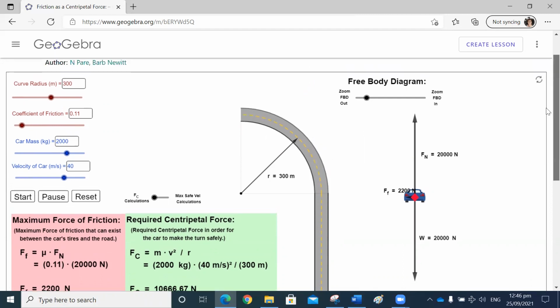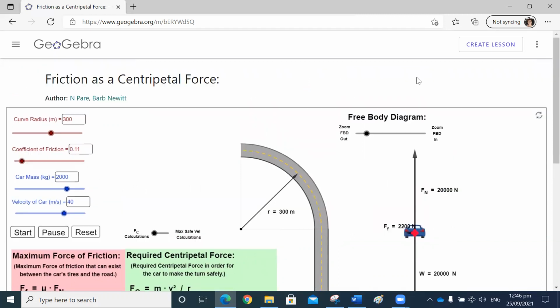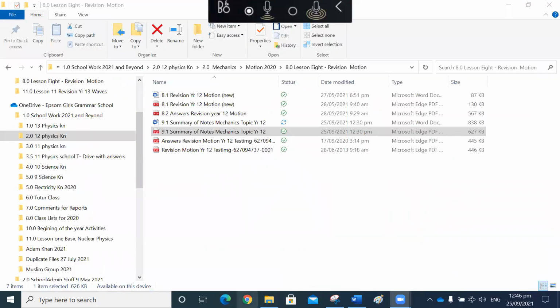So that's what happens. If friction is not large enough, then the object will go in a straight line. So that was all for this video.